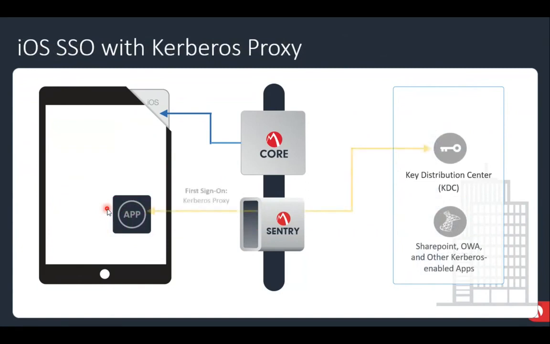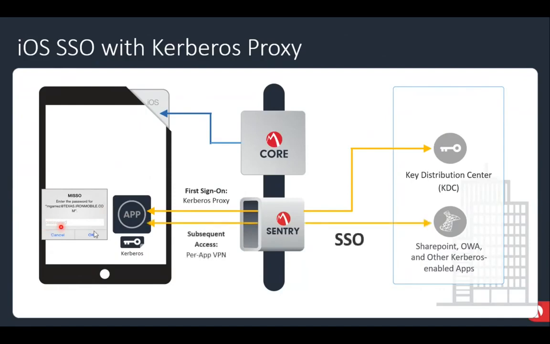And for SSO, this is how it works. The moment the app is triggered, it will check with the Kerberos Proxy server and get authenticated, and it will give the password for the application which is accessing. Then the SSO will be triggered for the per app VPN and give access to the backend server.